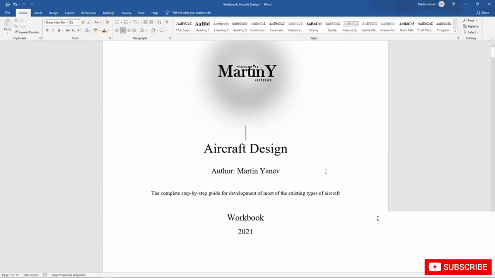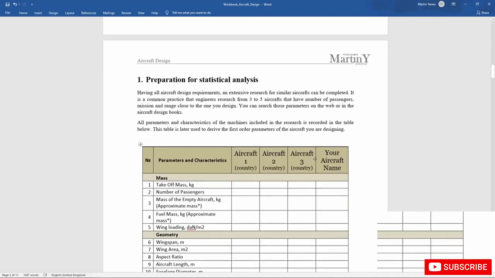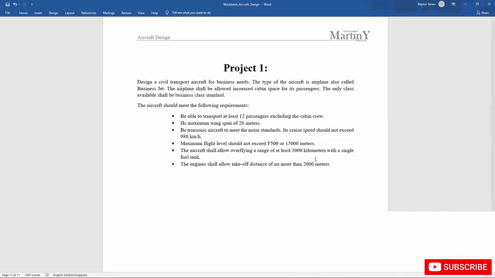Okay guys, so here's your workbook, and as you can see, we're going to start with the statistical analysis, but about that I will talk in the next video. What I want to concentrate on is the actual project that you are going to be having. And this is going to be at the bottom of the document. So here is your project. Your project is to design a civil aircraft that is of a type business jet.